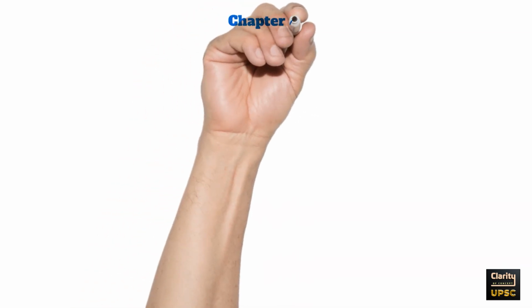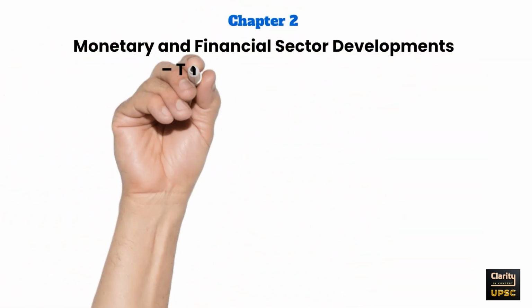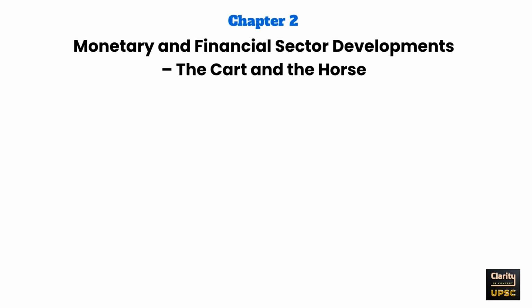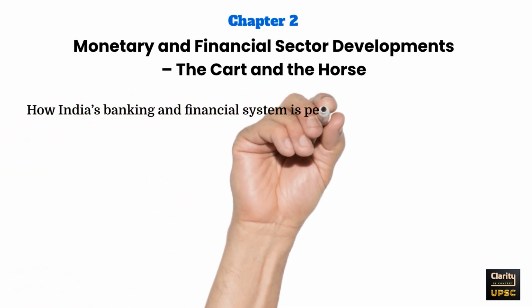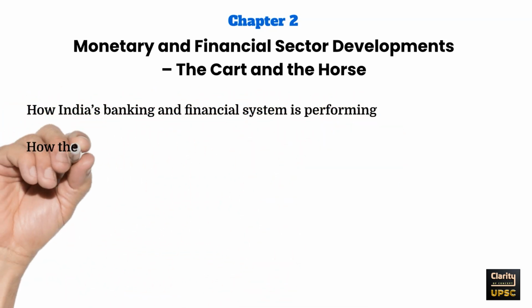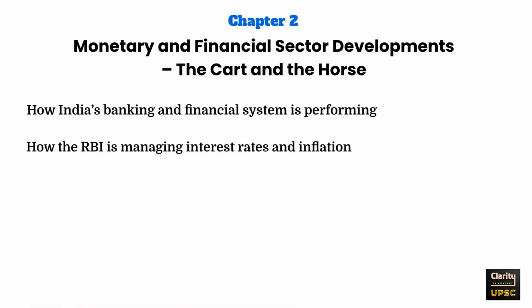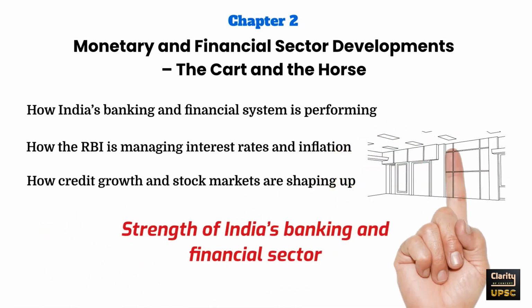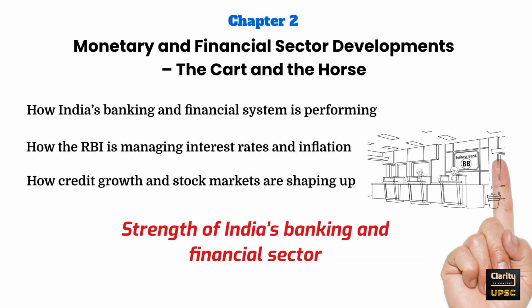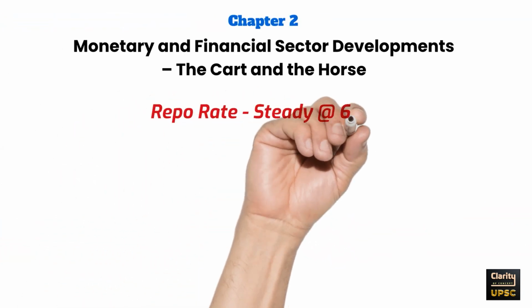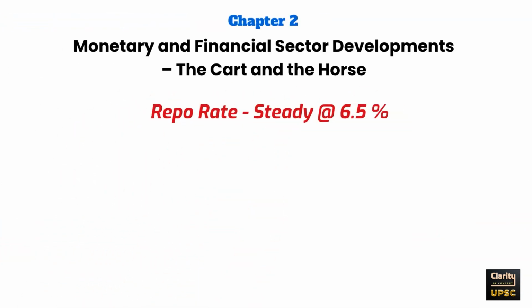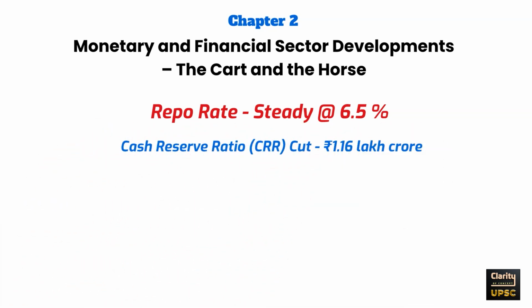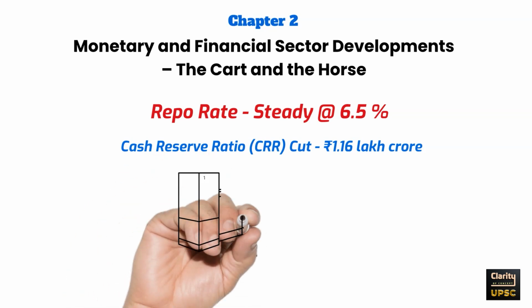The second chapter's title is Monetary and Financial Sector Developments, the Cart and the Horse. It explains how India's banking and financial system is performing, how the RBI is managing interest rates and inflation, and how credit growth and stock markets are shaping up. The survey highlights the strength of India's banking and financial sector, ensuring the smooth flow of credit and investment. The RBI has kept the repo rate steady at 6.5%, maintaining a balance between growth and inflation control. A reduction in the cash reserve ratio has injected 1.16 lakh crore of liquidity into the system.